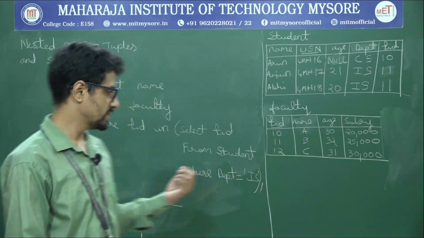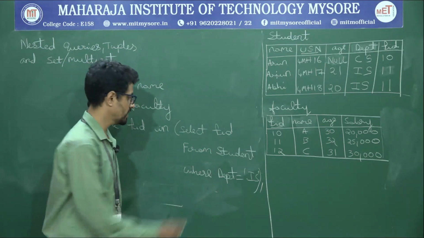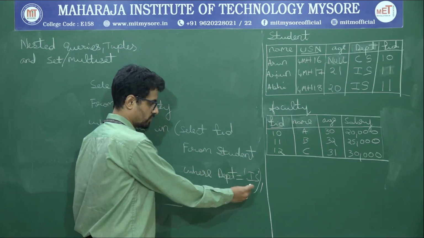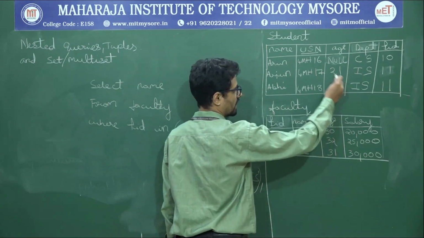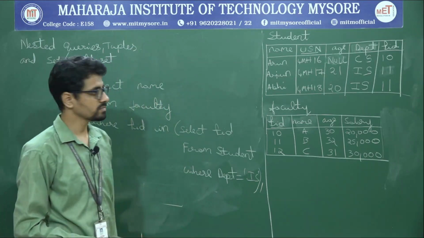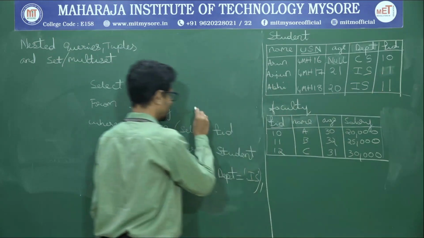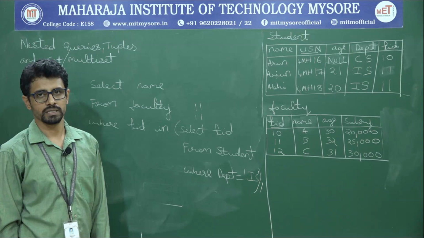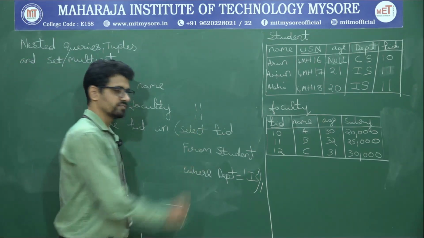So how to write the query for this? Let us see. First I will write the inner query: select FID from student where department equals IS. In this simpler query, for the IS department, the FID values will be selected. What are the FIDs? 11. So the output would be 11 being selected twice.